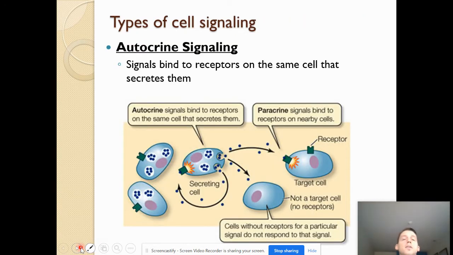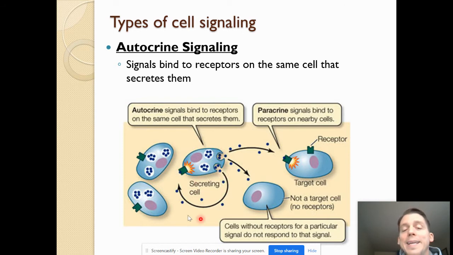So here is autocrine signaling. Autocrine signaling, like we mentioned before, is when a signal binds to receptors that are on the very cell that secretes them. Here we have a cell in the middle, and this cell is secreting a signal. Notice we've got a vesicle here that's undergoing exocytosis, and it is spilling out a signal. And that signal is going to target two things. It is going to target itself. So why would it do that? Why would it signal itself?